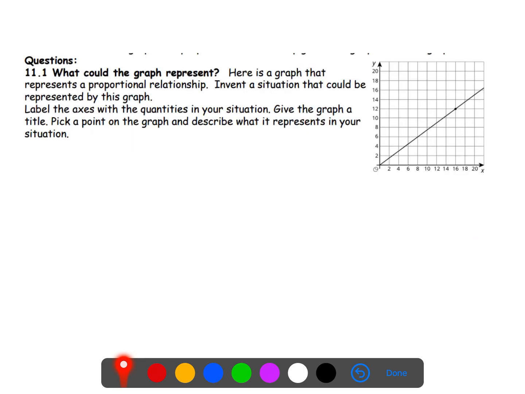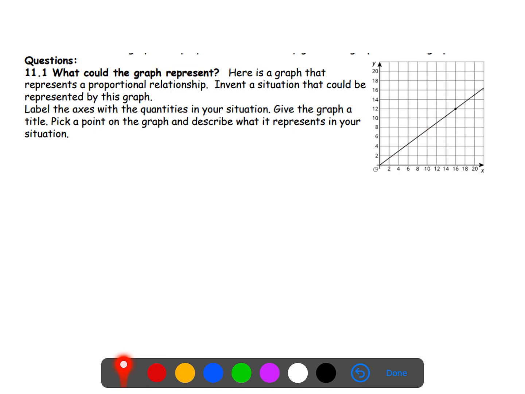Our first question wants us to take a look at this graph representing a proportional relationship. Now, from what we learned yesterday, we don't need to be told that it's representing a proportional relationship. Because remember, there's two requirements for a graph to be representing a proportional relationship. It has to be a straight line. All the data has to be in a straight line, and it must connect at the origin, that 0, 0 point. We have both of those going on here, so we know it's a proportional relationship.